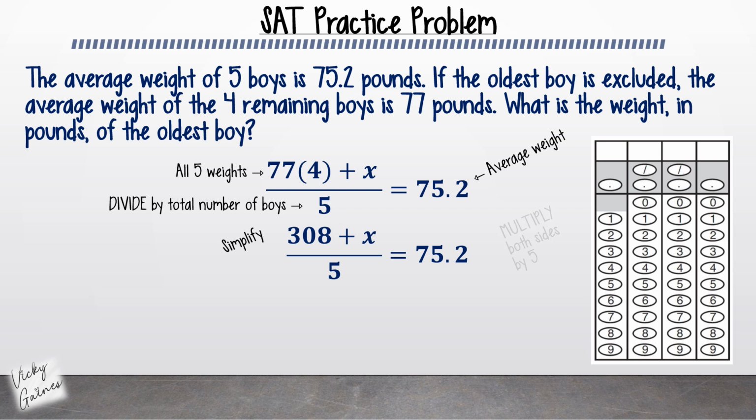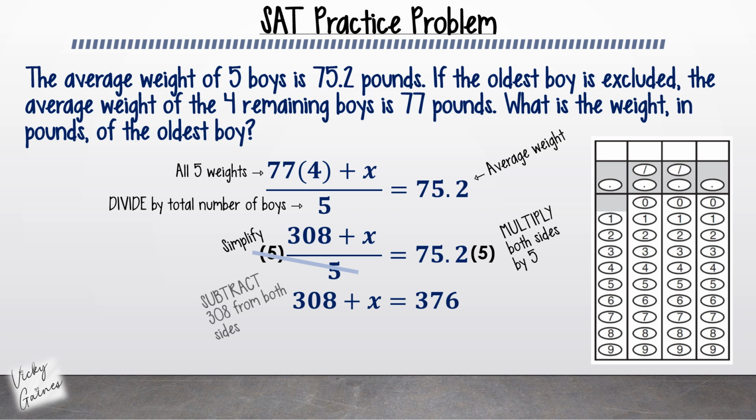We need to get rid of that 5 on the left-hand side, so we're going to multiply both sides of the equation by 5. That eliminates this for us. Let's simplify. We get 308 plus x equals 376. Subtract 308 from both sides, and x is 68. So we need to fill that in, 6 and 8, and color in our circles.